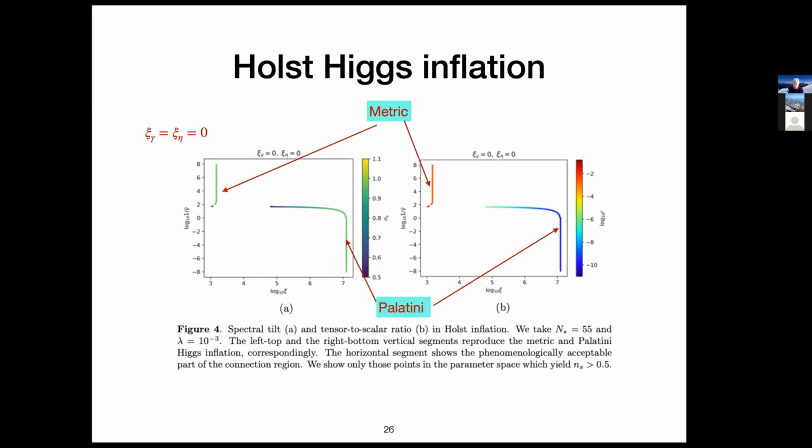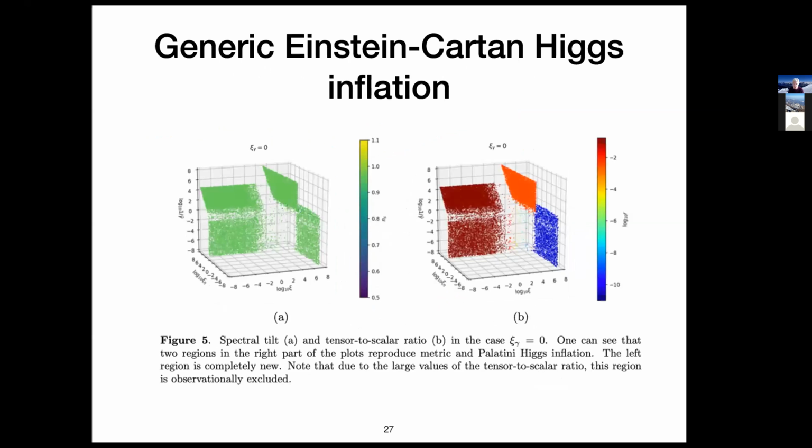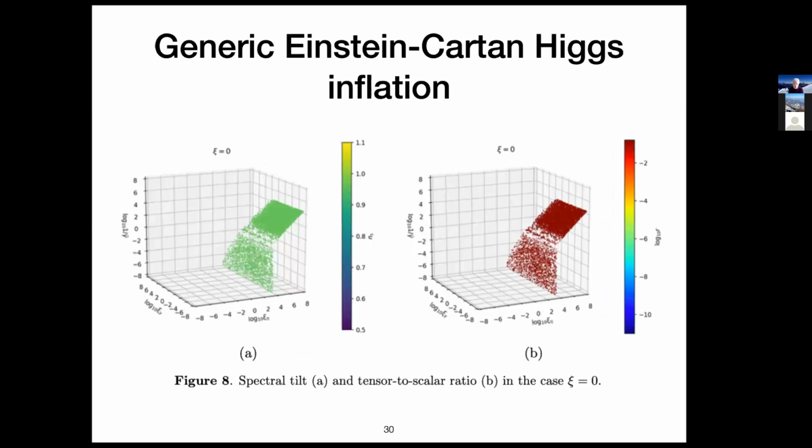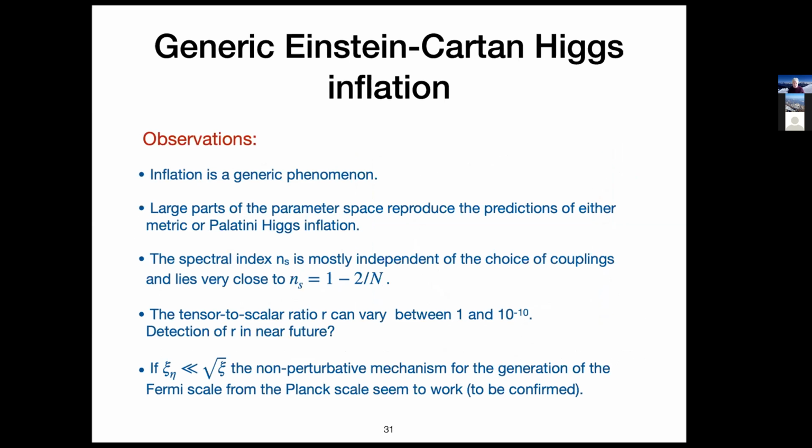I don't think I will go through other cases. They can be found in our paper. I will just flash you the different distributions which appear in a more elaborate analysis, which accounts for all possible couplings. So you can make these three-dimensional plots which show you what kind of n_s and r you will get with this or that choice of parameters. And I will just conclude this part of the talk by saying that inflation is a generic phenomenon which occurs basically in almost all parts of the parameter space of this theory.